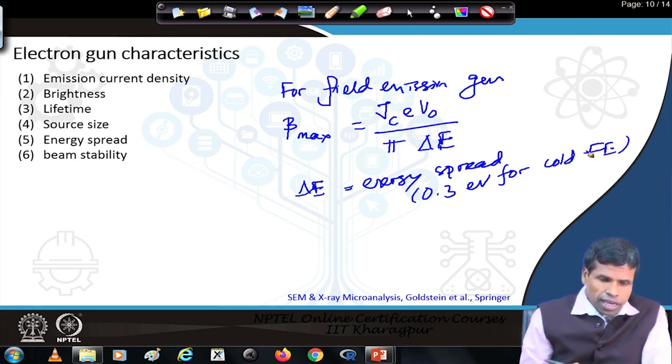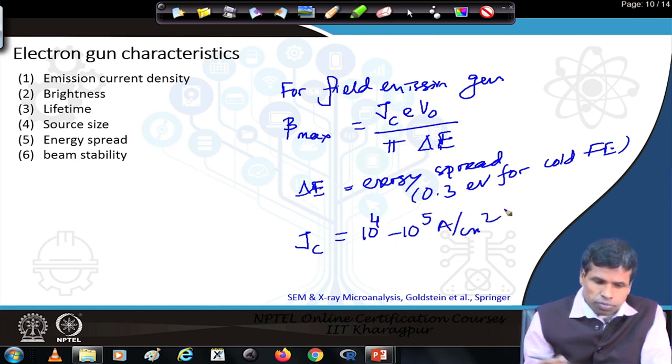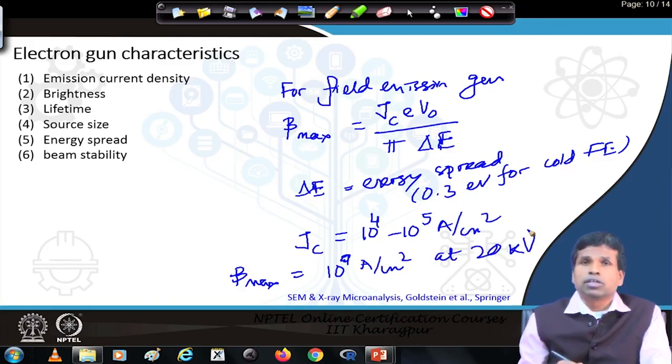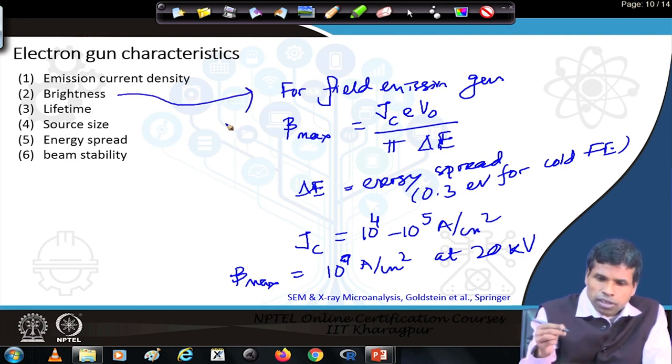In this case, for a field emission gun, Jc is also quite high, around 10 to the power 4 to 10 to the power 5 ampere per centimeter squared. And beta maximum will be in the range of 10 to the power 9 ampere per centimeter squared per steradian at 20 kV, which is around 100 to 1000 times higher than the thermionic gun. So this is about brightness, which is a very important parameter for the gun characteristic.